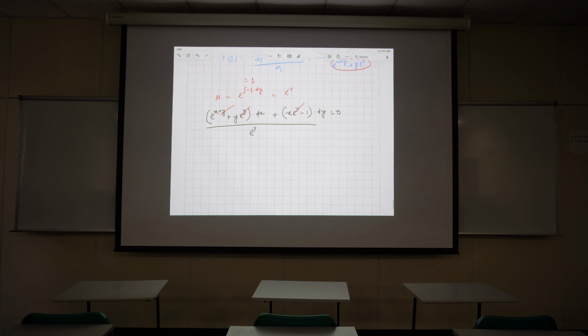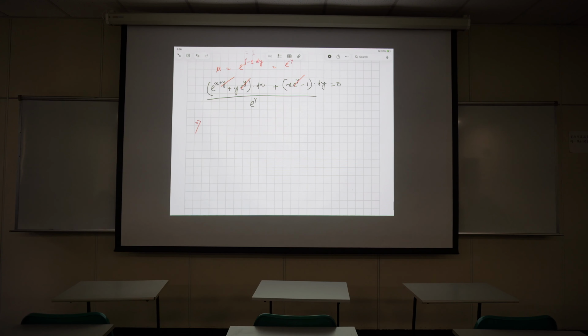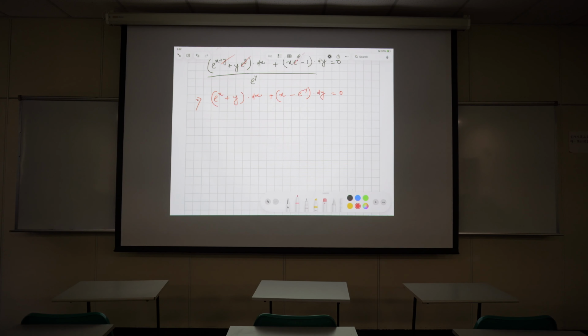That means I can simply write my new ODE: e to the power x plus y dx plus x minus e to the power minus y dy is equal to 0. So this is my new ODE, and this is my P, this is my Q.